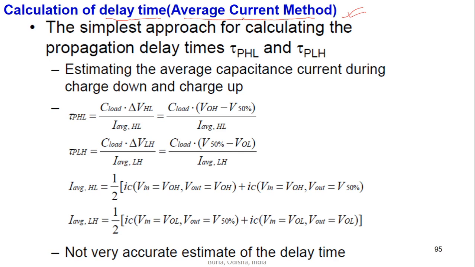As the name suggests, it will take into account the average value of the current. It is one of the simplest approaches for calculating the propagation delay times, that is tau PHL and tau PLH.